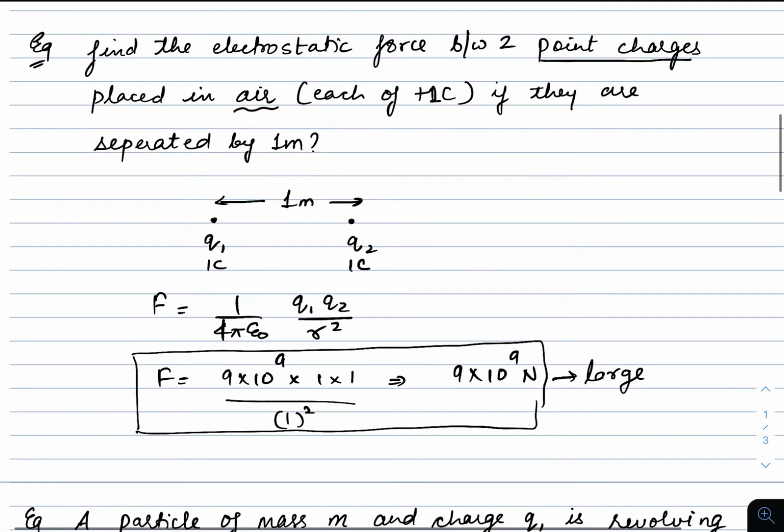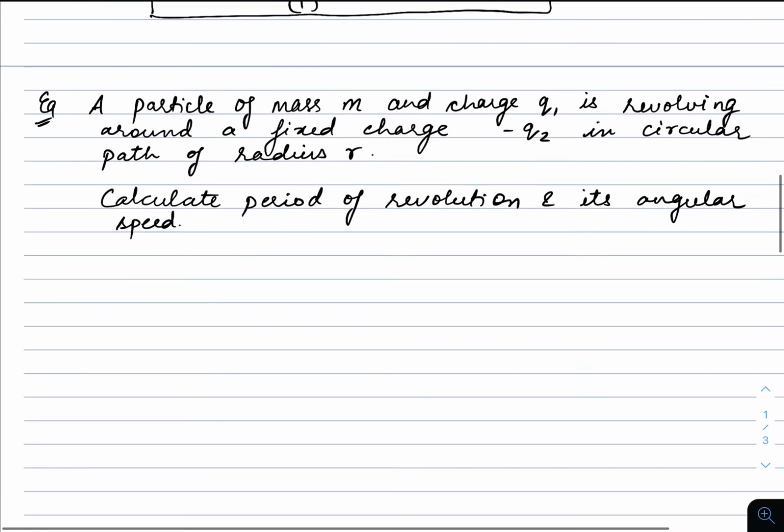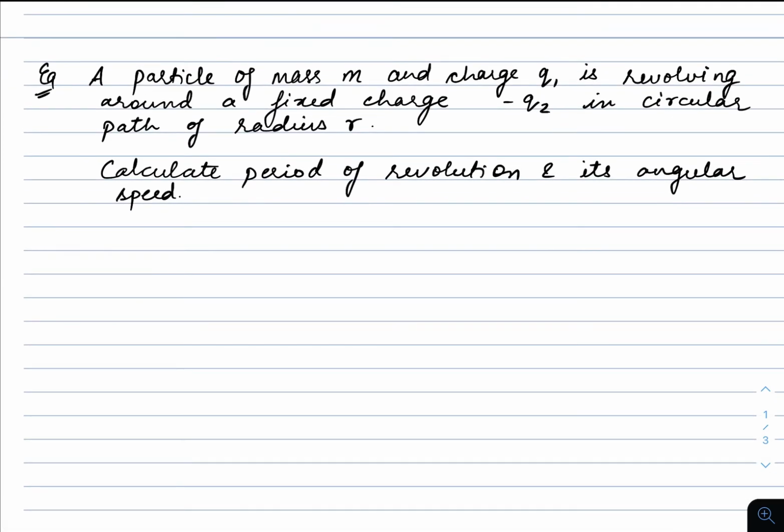Okay. So the next example we are going to study is a particle of mass m and charge q1 revolving around a fixed charge minus q2 in a circular path of radius r. Calculate the period of revolution and its angular speed, right? So this problem is based on electrostatics plus circular motion. So you have to apply both the concepts of electrostatics as well as circular motion, right?